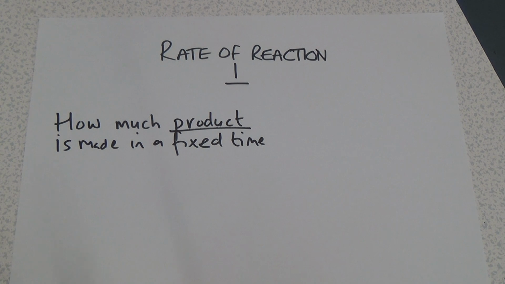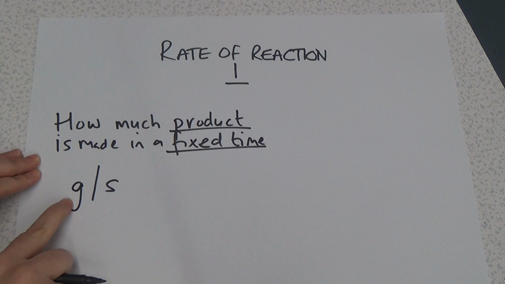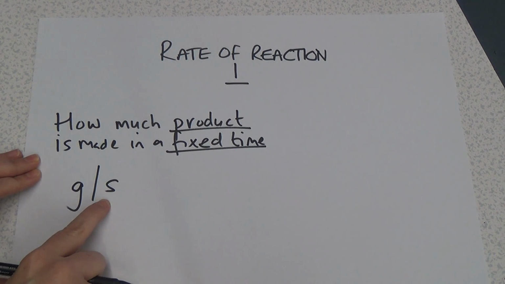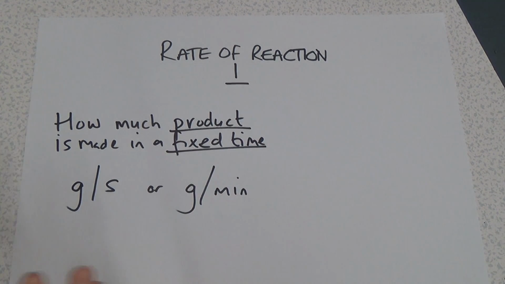So it could be, for example, a solid that's being produced during a chemical reaction, or it could be a gas that's being produced by a chemical reaction. So the units that we might see for rate will depend on the type of chemical reaction you actually have. So for example, if it's a solid being produced, you might have the unit of grams per second. How many grams of the solid is being produced every single second? Or you might have grams per minute. You don't tend to have grams per hour or anything like that because the values would be probably too big.